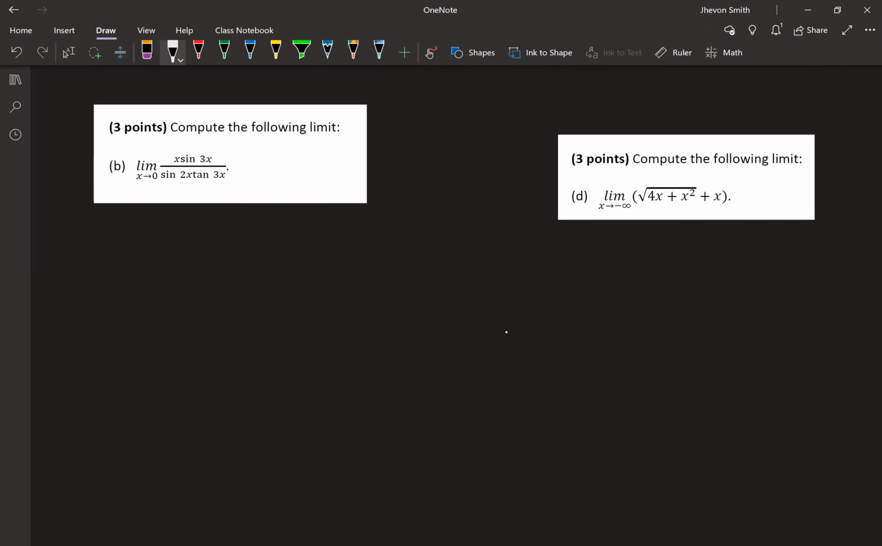Is this using the specific trig rule? The special trig limits, yeah. You could do it that way. So we can separate it into x over sine 2x times sine 3x over 1 times 1 over tangent 3x.